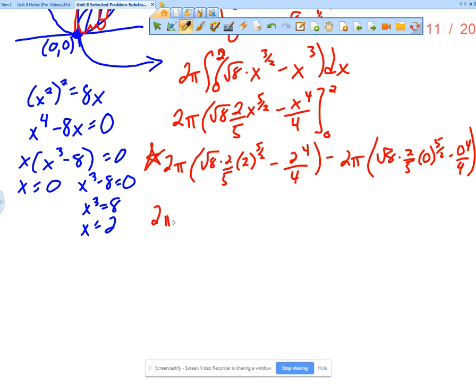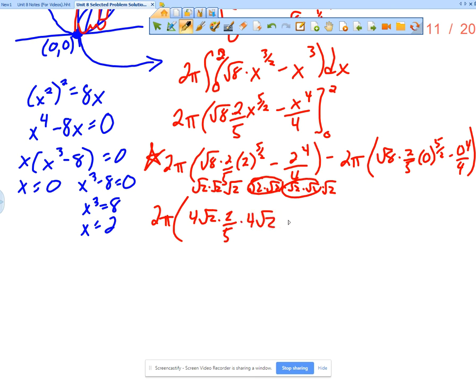So I've got 2 pi. Now I've got root 8. What is root 8? Root 8 is root 2 times root 2 times root 2, which is really just 4 root 2. So I have 4 root 2 times 2/5, and then I've got 2 to the 5/2. It means the square root of 2 to the 5th, so the square root of 2 times the square root of 2 times the square root of 2 times the square root of 2 times the square root of 2. Root 2 times root 2 is 2, times another 2 is 4, so it's 4 root 2. And then minus 2 to the 4th, which is 16 over 4, which is 4. And then, of course, minus 0.